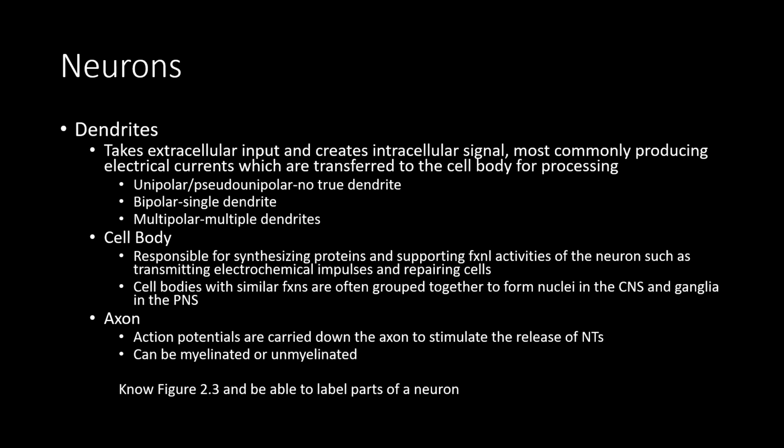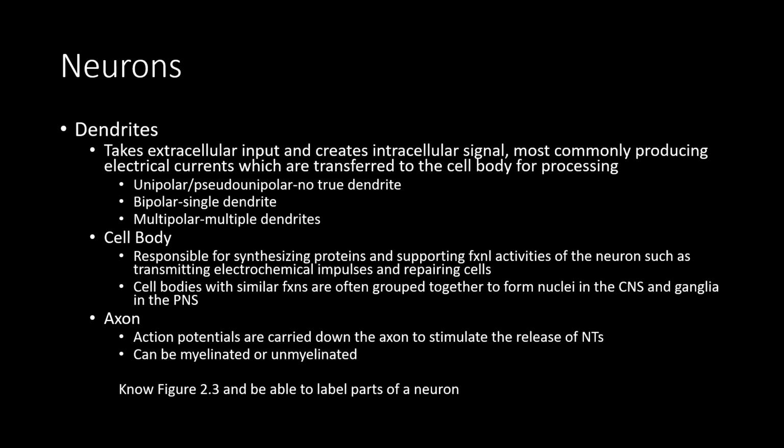So we can have neurons that are unipolar, pseudo-unipolar, which means that they have no true dendrite. We can have bipolar neurons, which have a single dendrite because there's going to be from the cell body one protrusion for the dendrite and one protrusion for the axon, making it bipolar from the cell body. And then multipolar neurons have multiple dendrites.